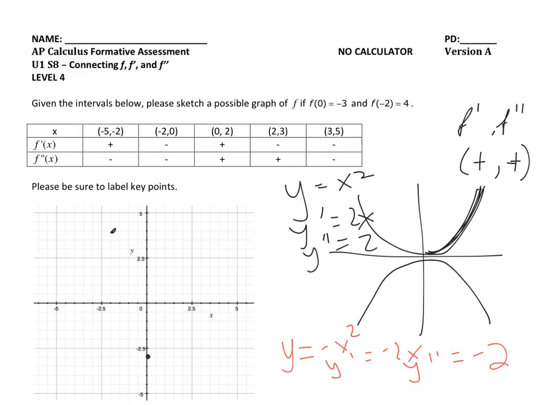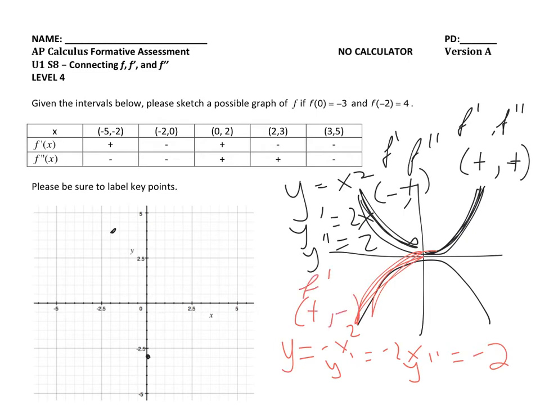Positive first derivative, positive second derivative. Or if I have a negative first derivative and a positive second derivative, that would look like this over here. Or if I have a positive first derivative, but a negative second derivative, that would look like this. Positive first derivative, negative second derivative. And if I have a negative first derivative and a negative second derivative, it'll look like that.